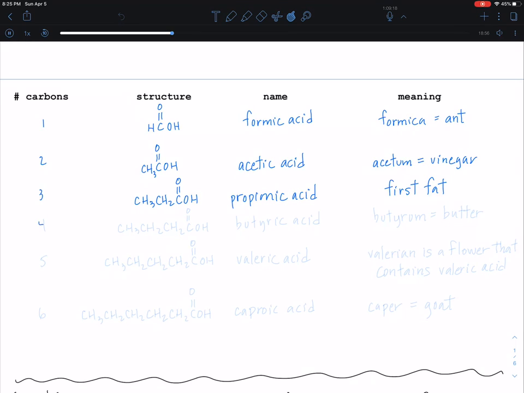This next one with 4 carbons, so the whole thing has 4 carbons. This is butyric acid. The smell of this stuff could peel the paint off the walls. I'm not making this up. If you've ever smelled rotten butter, that's butyric acid.